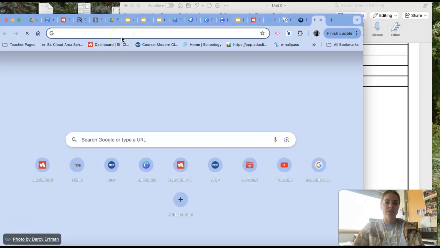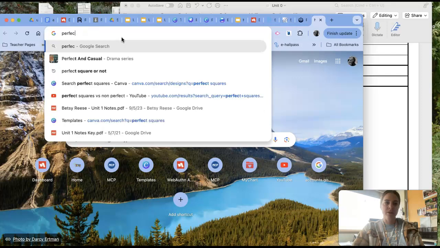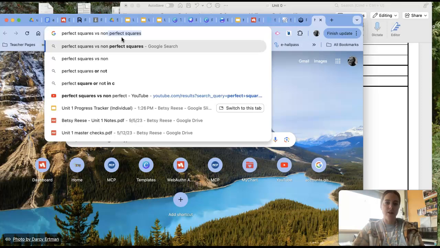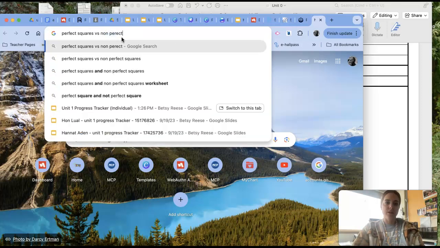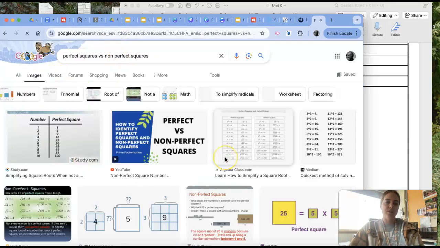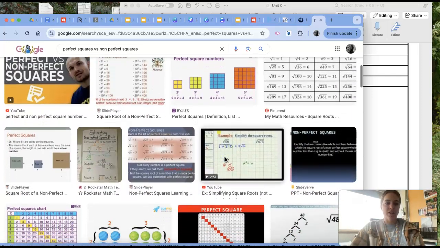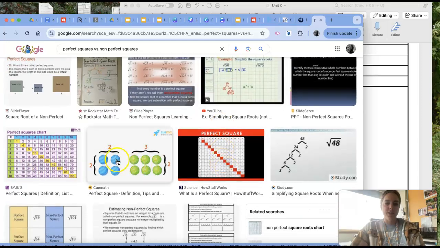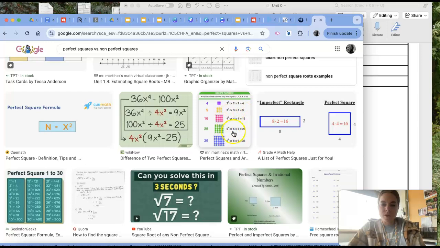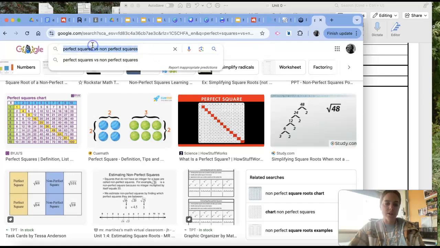So one of our first lessons is going to be perfect squares versus non-perfect squares. We got it there. All right, and if I go to images, sometimes there's just really good pictures. Maybe I'd have to have a little bit of knowledge to know what they are, but I'm seeing, like here's some square numbers, perfect squares. Maybe I just even want to do what is a perfect square.